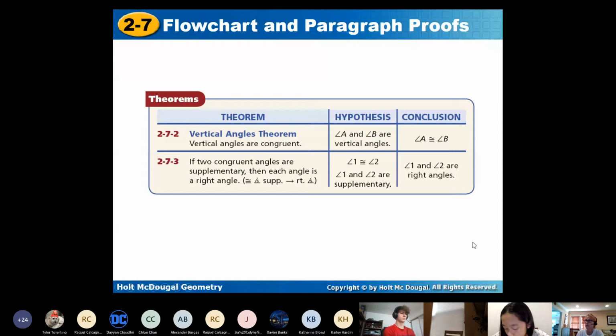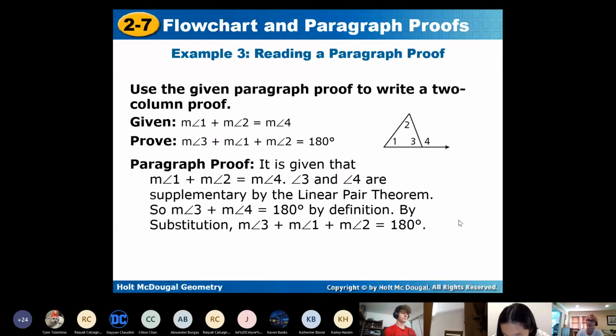I'm going to go ahead and move forward to the next slide, just so you can see what a paragraph proof would look like. This is a classic example. This one right here will show up a lot more. So make sure that when you look at this slideshow later, you'll see it. All right, so if I tell you that 1 plus 2 is equal to 4, that's what you're given. You want to prove that 1 plus 2 plus 3 is equal to 180.